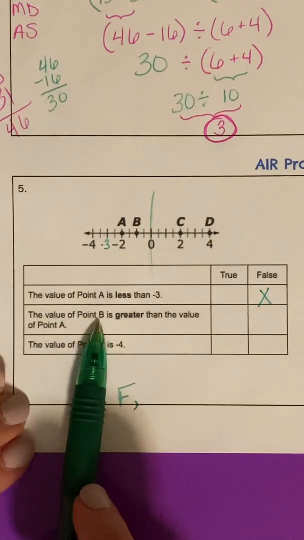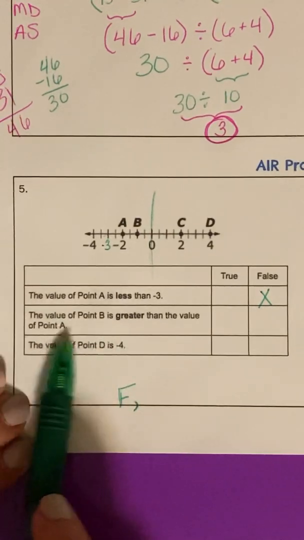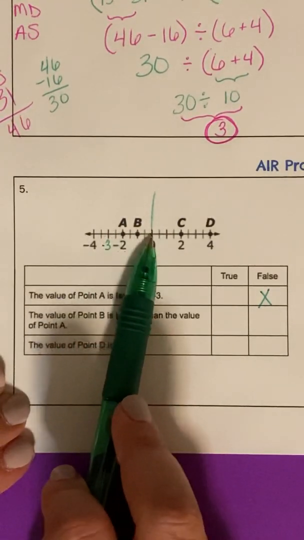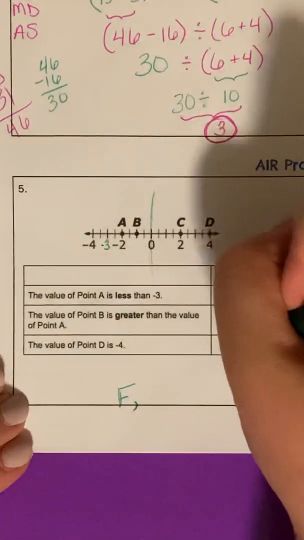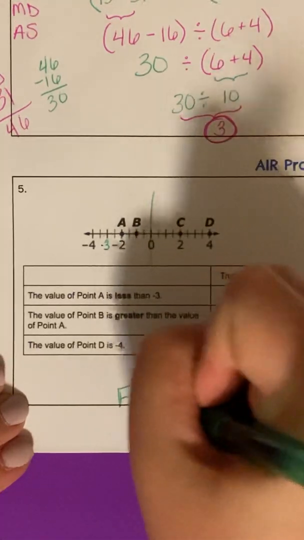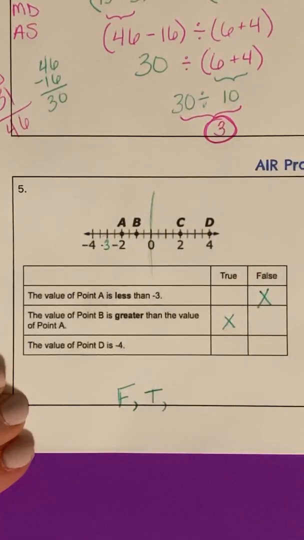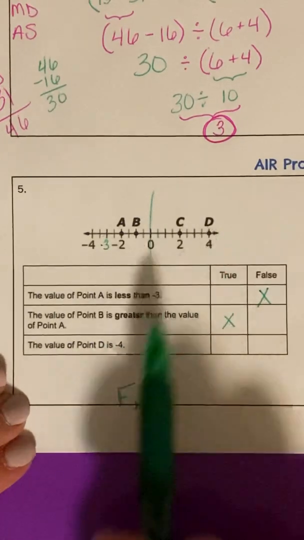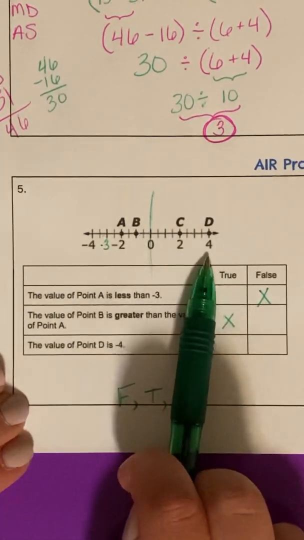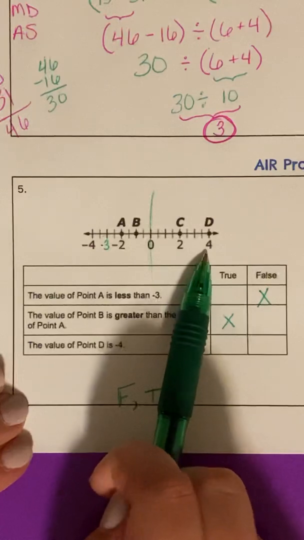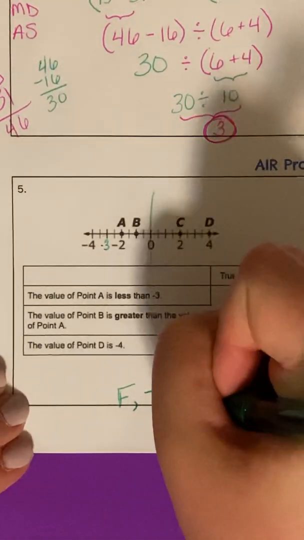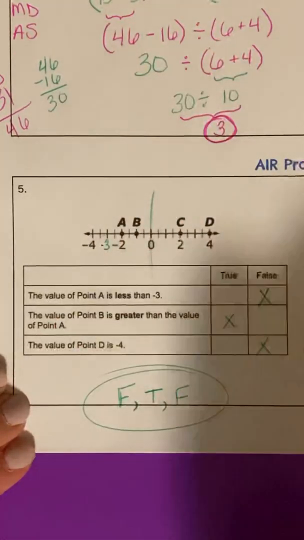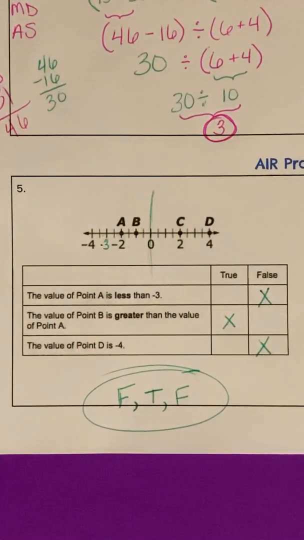The value of point B is greater than the value of point A. Well, which is closer to 0, B or A? B is, so B is going to be bigger than A. Yeah, true. So you can put F, then T. The value of point D, so this one is -4. Oh, that's +4. That's on the right side of the 0. So that's +4, not -4. So that's going to be false. So there are your answers: false, true, and then false. All right, let's take a look at number 6.